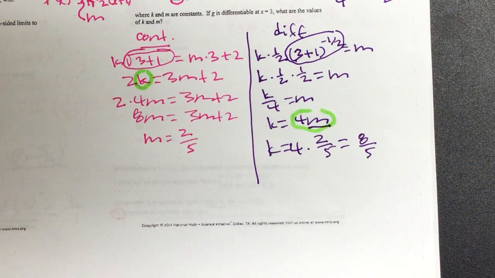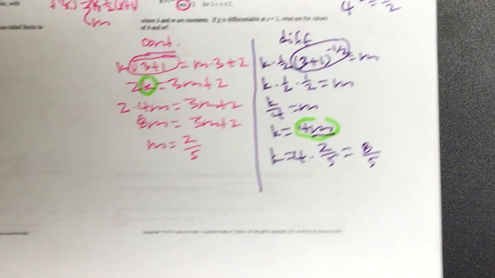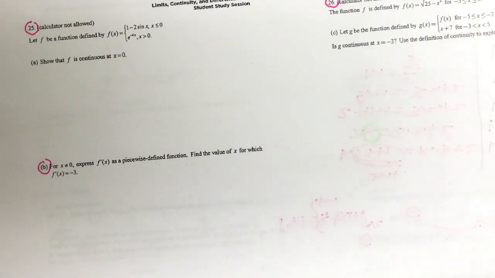Okay, the next one that was asked was 25b. Did the cosine get you on 25b? Yes. Oh, goodness. All right, on 25b.